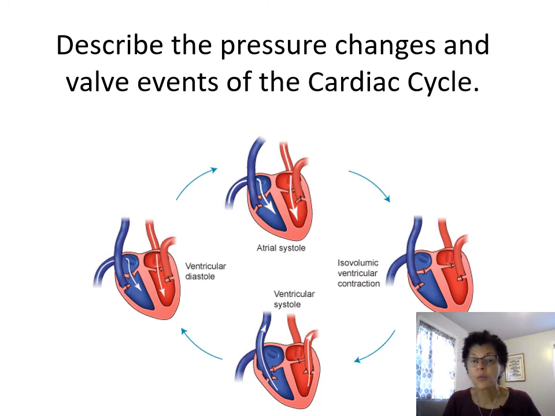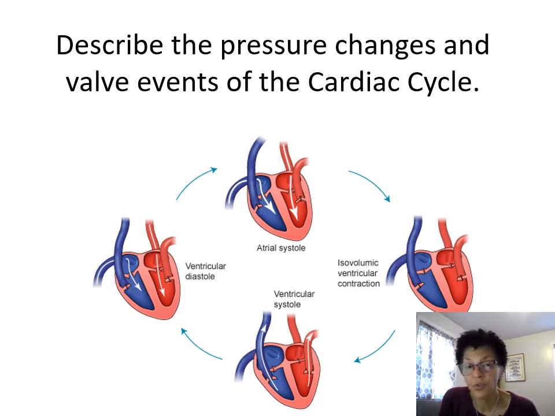The first thing that will happen is we will close the respective AV valve. Now the ventricle will continue to squeeze and pressure will continue to rise. And eventually we will generate enough pressure to push open the respective semilunar valve. And that's when the blood ejects.